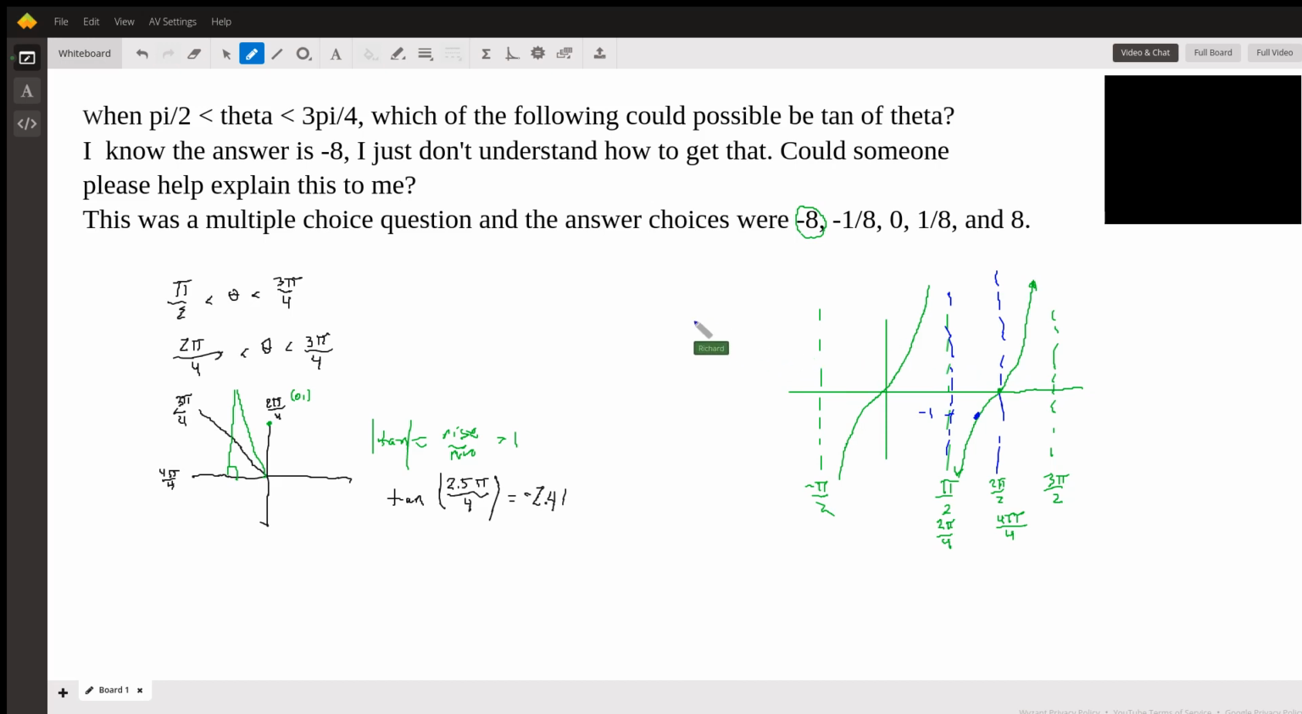So it's kind of an annoying problem. It's annoying to do it by hand. Obviously, the easiest thing to do is just pick a value that's between these two endpoints here, and then pop that into the calculator and see what you get.